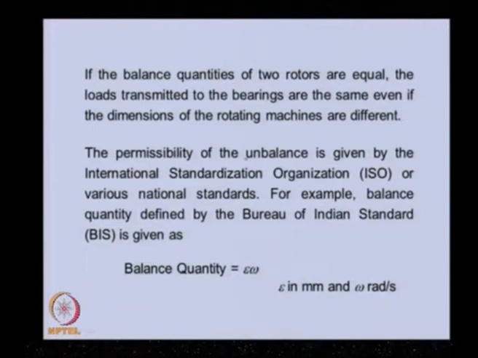The permissibility of the unbalance is given by international standardization organizations like ISO or various national standards. For example, balance quality defined by the Bureau of Indian Standards, BIS, is given as balance quality equal to epsilon into omega, the same as the previous one. The only thing is the unit to be noted: epsilon is in millimeter and omega is in radians per second.